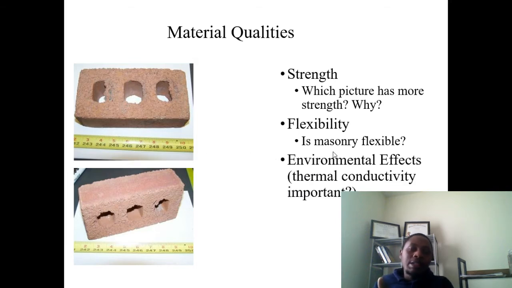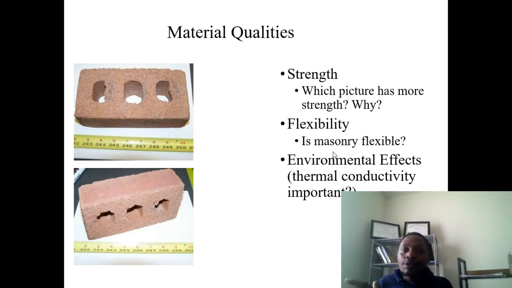And what are the environmental effects of our material? Consider things like the thermal conductivity. Are you going to gain heat easily? Are you going to lose heat easily? So where are you doing your project? Is it in places where you're prone to have more summers or more winters?